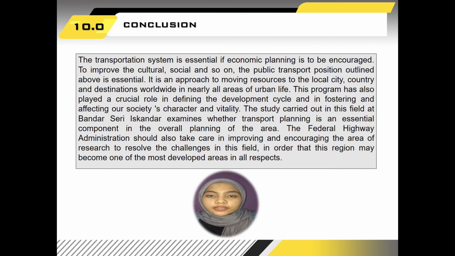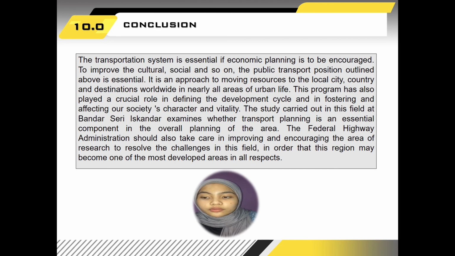For conclusion, the transportation system is essential if economic planning is to be encouraged. To improve the culture, social life and so on, the public transport position outlined above is essential. It is an approach to moving resources to the local city, country and destinations worldwide in nearly all areas of urban life. This program has also played a crucial role in defining the development circle and in fostering and affecting our society, character and vitality.